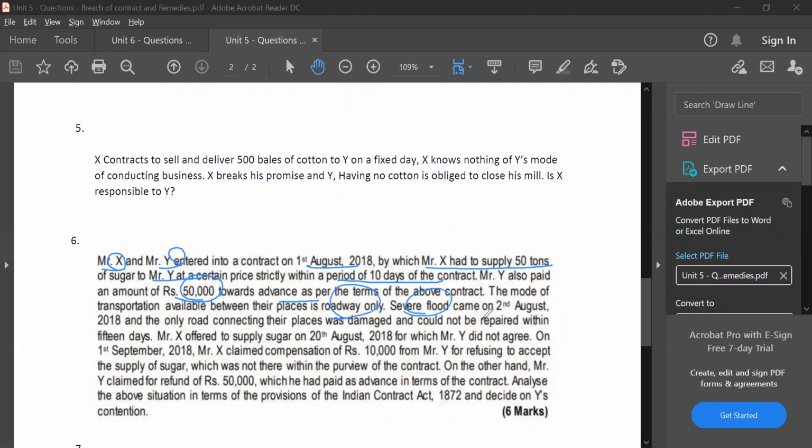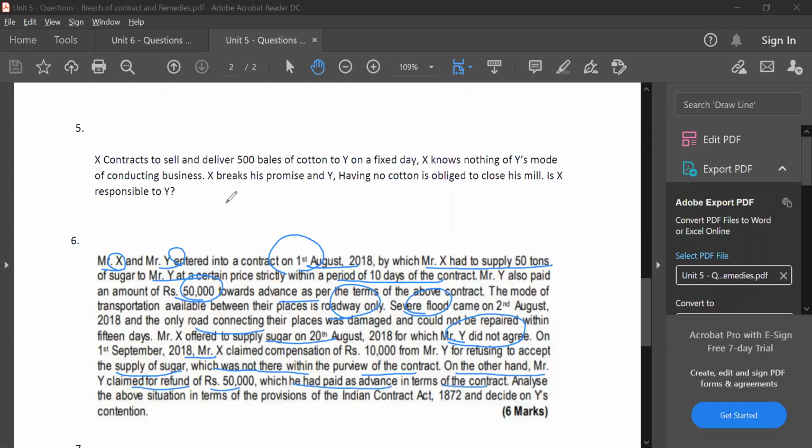A severe flood came on 2nd August and the road was damaged. It could not be repaired and hence X could not supply it. He's saying instead of 1st August, he will supply it on 20th August, for which Y did not agree. On 1st September, X claimed a compensation of 10,000 from Y for refusing to accept the supply of sugar, which was not there in the purview of the contract. On the other hand, Mr. Y claimed a refund of 50,000, which he had paid as advance in the contract.